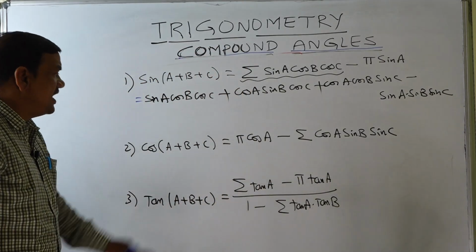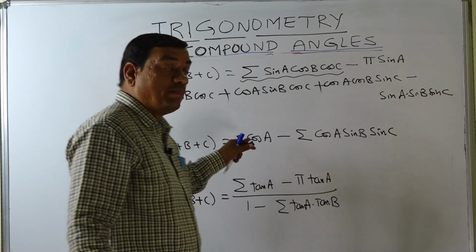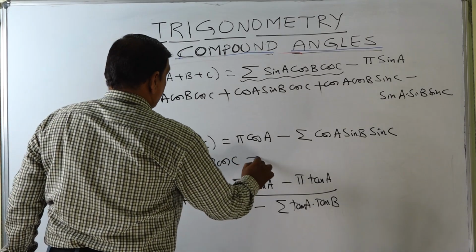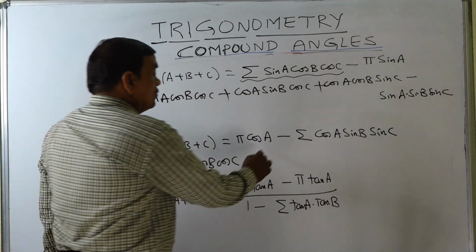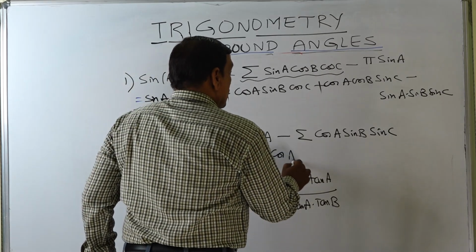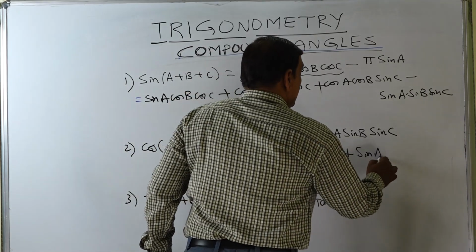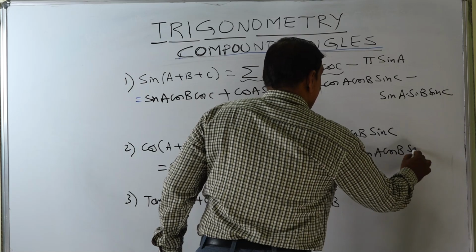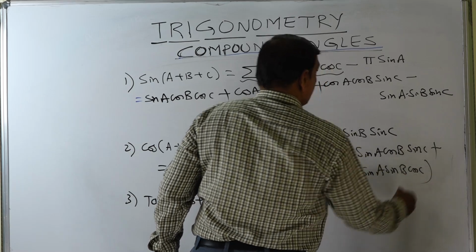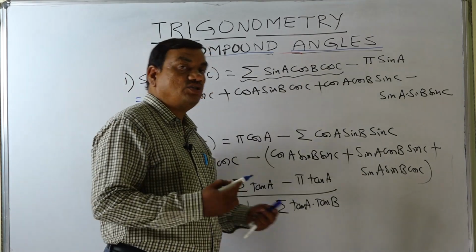Okay? Right. Same applies for cos of a plus b plus c, equal to pi cos a minus pi sin a, here pi cos a. So this is equal to cos a cos b cos c, minus of. Understand? This is cos a sin b sin c plus sin a cos b sin c plus sin a sin b cos c. Okay? That's all. So open this bracket with the minus symbol, you will get the answer.